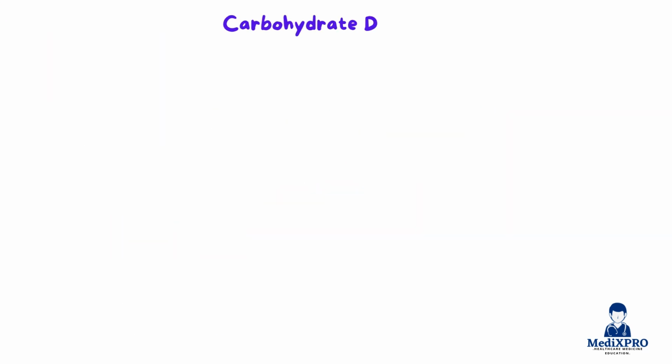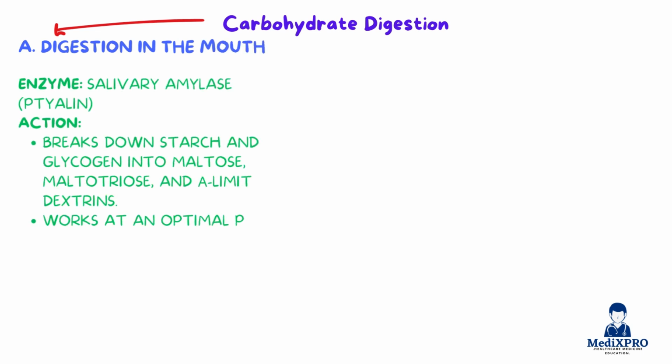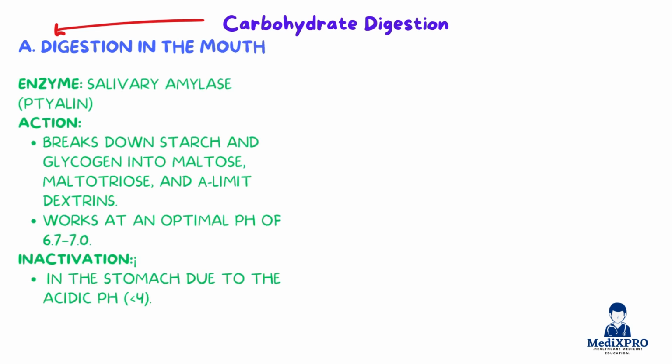Let's start right where digestion begins, the mouth. The key enzyme here is salivary amylase, also called ptyalin. It breaks down starch and glycogen into maltose, maltotriose, and A-limit dextrins. This enzyme works best at a pH of 6.7 to 7.0, close to neutral.